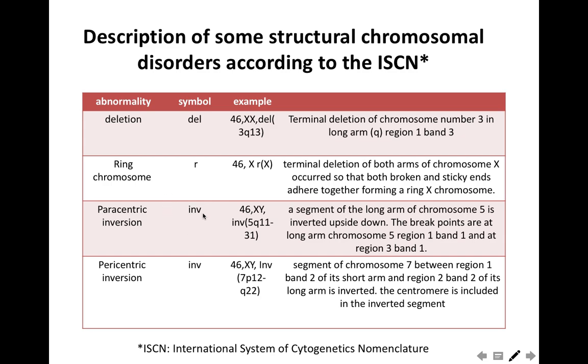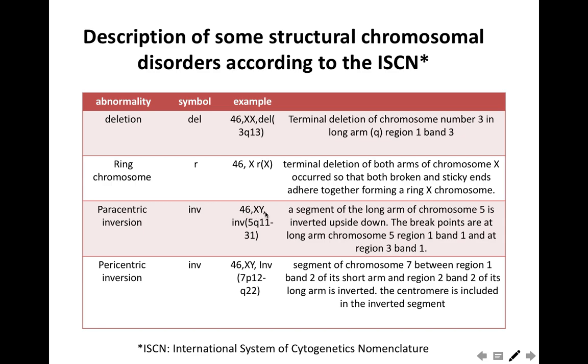The inversion is two breaks, and the part in between the two breaks rotates so that it becomes upside down. تتقلب وتبقى في الاتجاه المعاكس. طيب ازاي هنوصفها؟ The symbol is the first three letters of the word inversion, inv. So it will be 46, the number, total number of chromosomes is not changed with inversion.